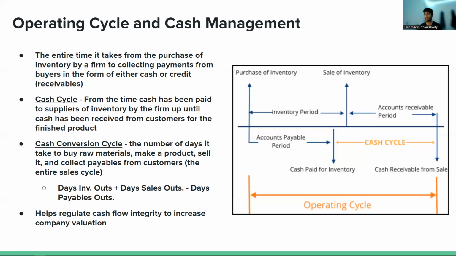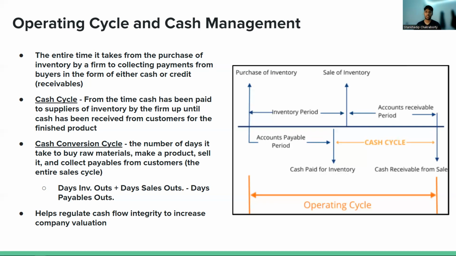So it says over here, the cash conversion cycle is the number of days it takes to buy raw materials, make a product, sell it, collect payables from customers. And as a result, the equation of it, and I don't think this is in the quiz either, this is just for your future knowledge.